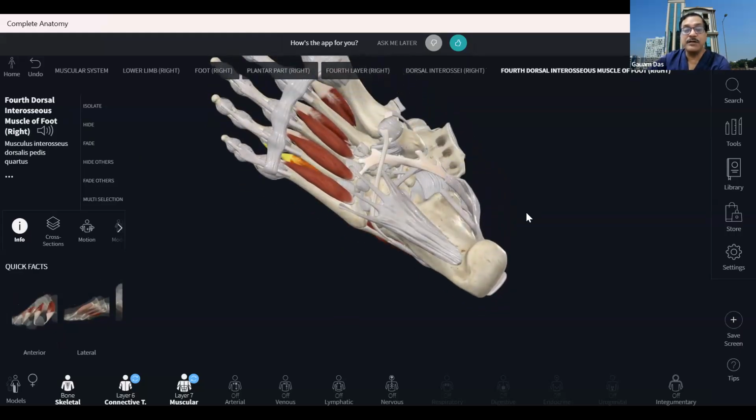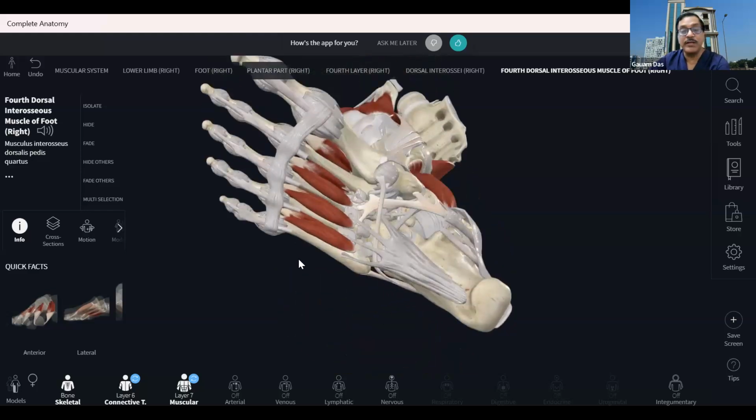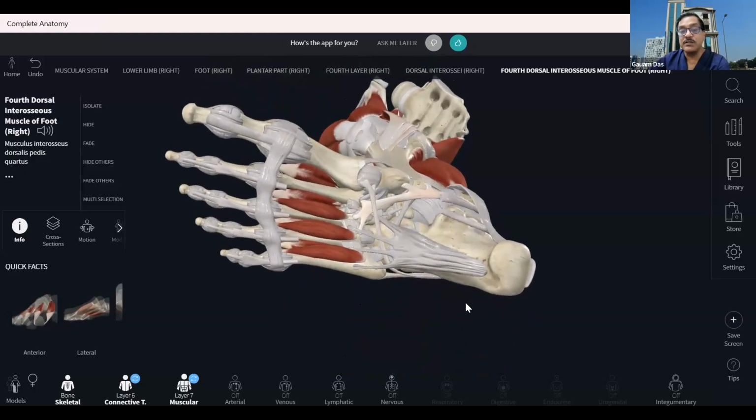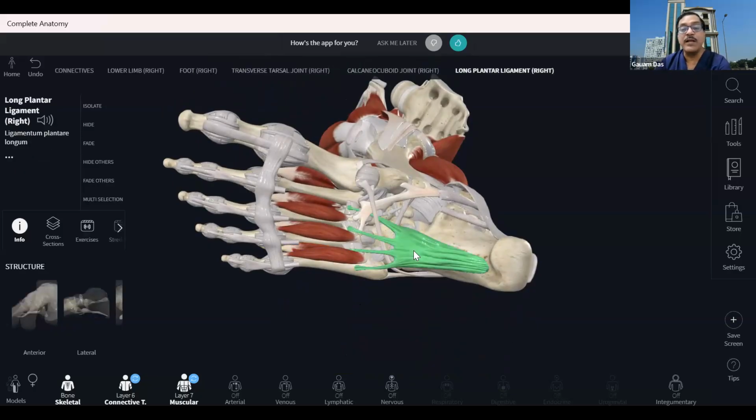And if you have the 3D anatomy picture, you can go through it again and again, and you can master it. So now a few ligaments are exposed. What are these ligaments? This ligament is the long plantar ligament. So this long plantar ligament is from the calcaneum, going over the cuboid bone. This is the cuboid bone, and then going to the base of the metatarsal bones.